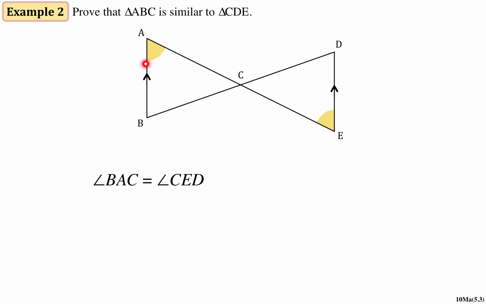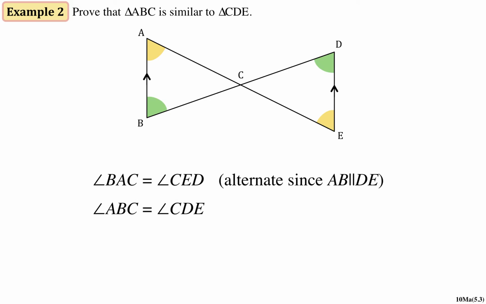So angle BAC and angle CED are both equal to each other. Why? They're alternate because AB and DE are parallel. Parallel lines mean that those angles are alternate. What else do we know?